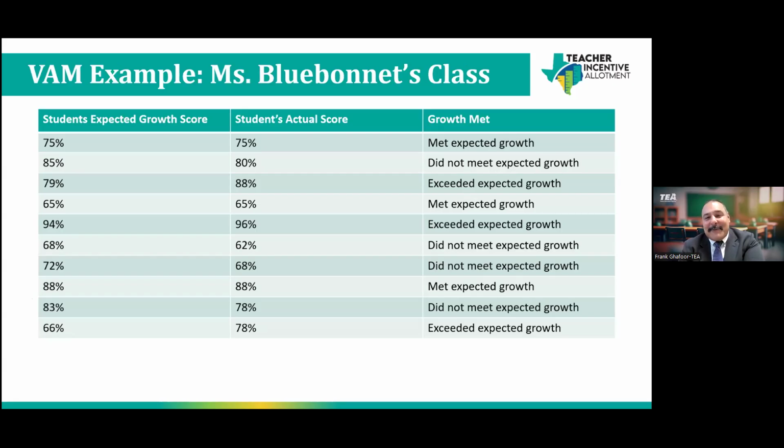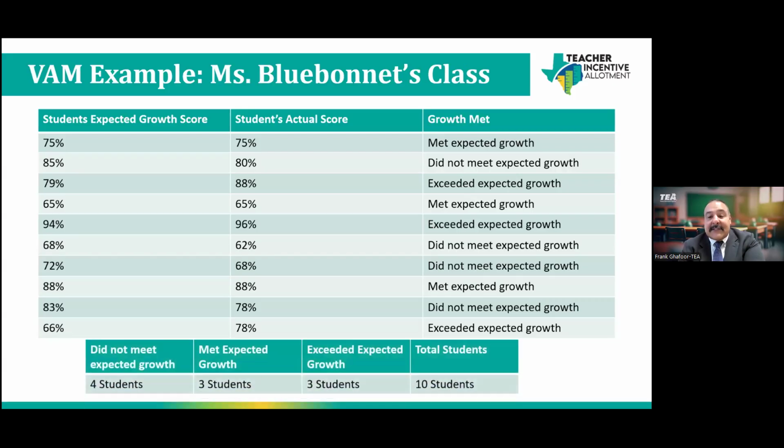If we look at this example for VAM right here, we have Miss Bluebonnet's class, and they were measured using the VAM model. Students had their expected growth scores in the first column and their actual score in the second column, and then the determination of whether growth was met in the third column. According to this analysis, it looks like about 60% of the students either met or exceeded their expected growth target for Ms. Bluebonnet's class.